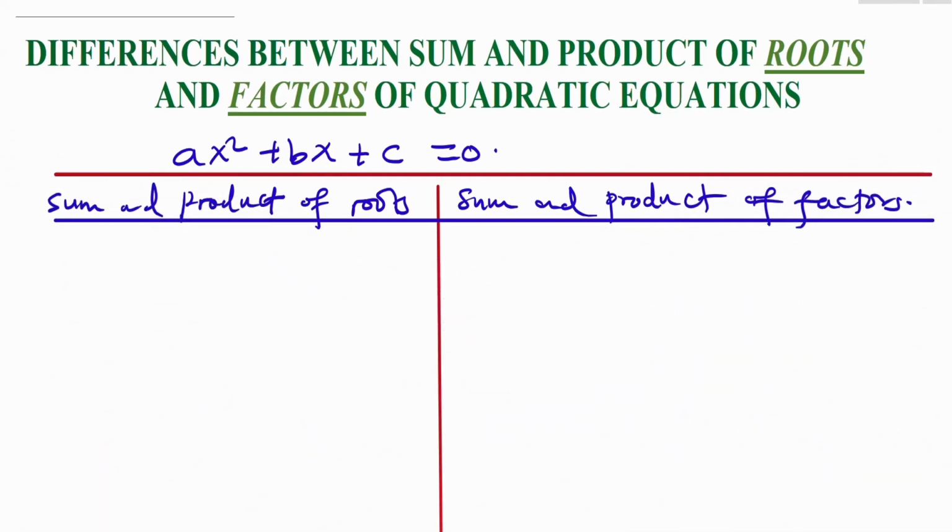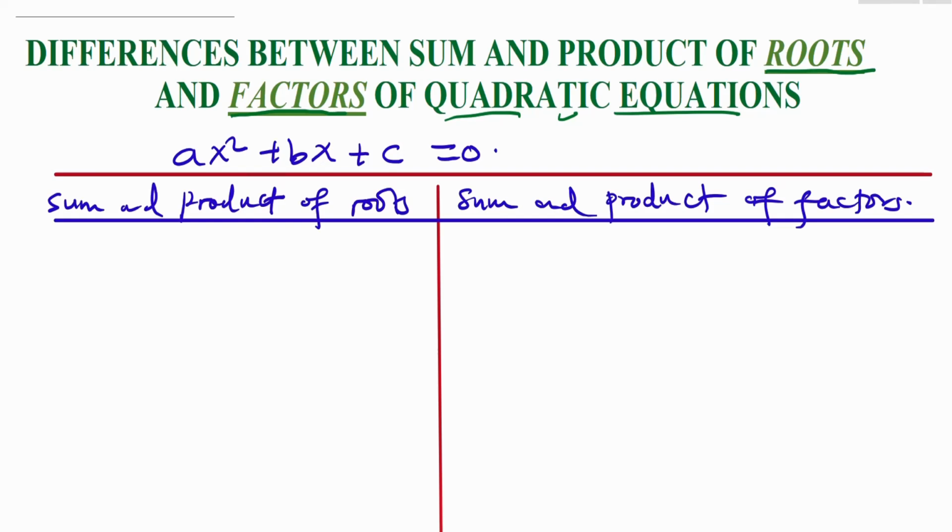Tonight we are going to look at the differences between the sum and product of roots and factors of quadratic equations. Our general form of a quadratic equation is ax squared plus bx plus c equals 0. So we have two aspects: the factors and the roots of quadratic equations. We are going to talk about the two and differentiate them.